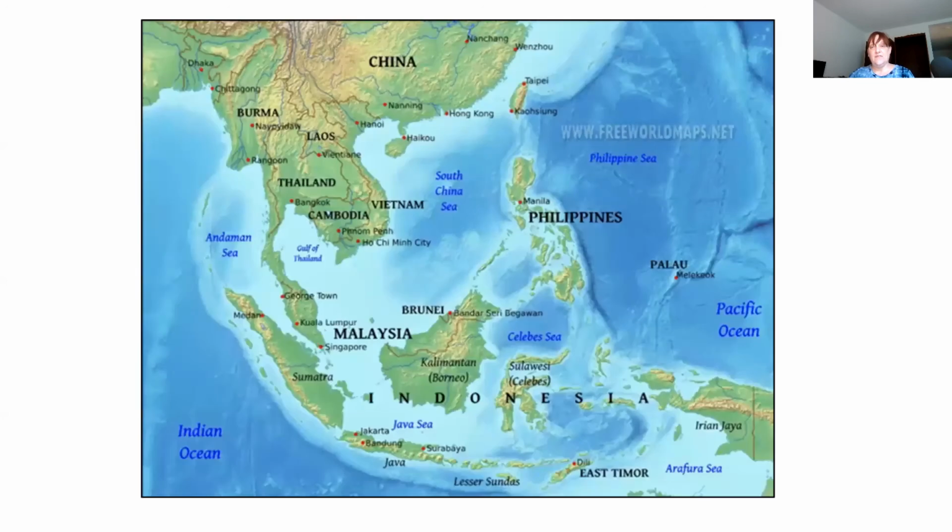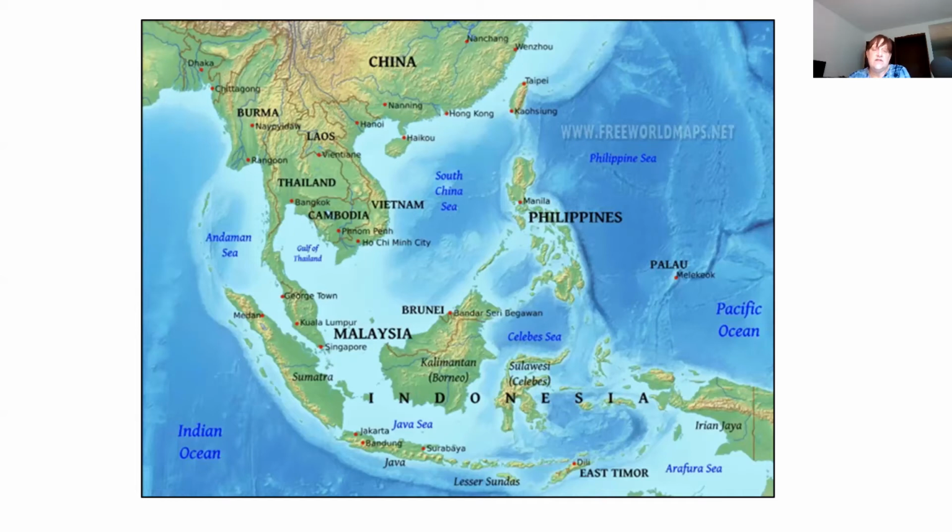All right. Now we are going to move on to Southeast Asia. This area is composed of countries and thousands of islands. There is the archipelago of Indonesia. There is mainland, which is Myanmar, Laos, Thailand, Cambodia, Vietnam. You have the Malay Peninsula. You have the Philippines, which are a group of islands.